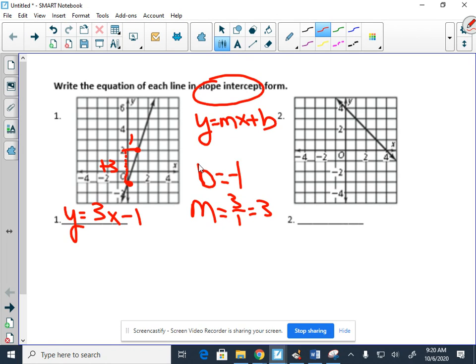Okay, you should be able to do number 2. Find m, find b. Start by finding b first. What do you think b is? I think b is 4. Now to get to another corner, it's down 1 and right 1. So m is -1. So y equals -1x plus 4, but you don't have to put the 1, you put -x.